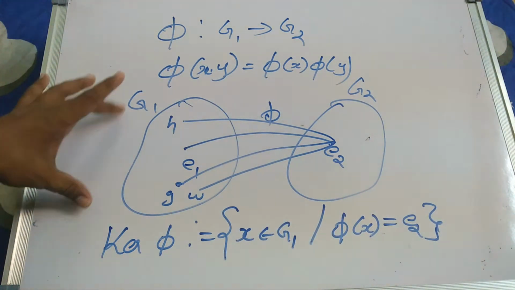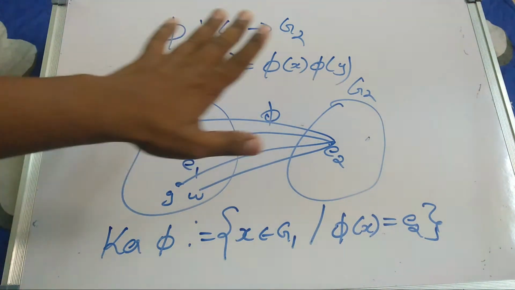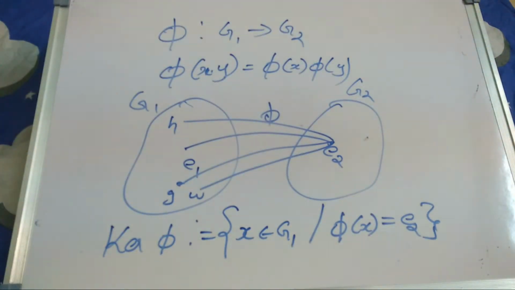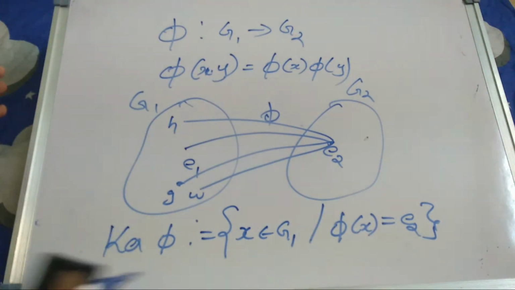We are collecting all elements in the domain whose image is the identity. So we will try to find, for a few examples of homomorphisms, what the kernel will be, and we will define a few properties of the kernel. Kernel is collecting all elements in the domain which are mapped to the identity element of the codomain. Let me give you a few homomorphisms, and please try to collect what the kernel of phi will be.